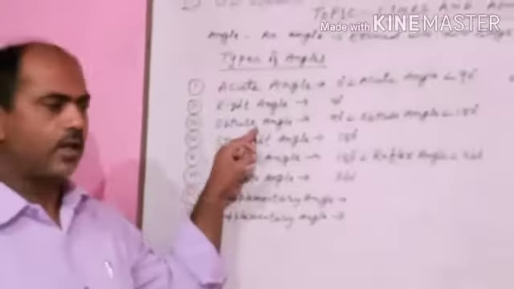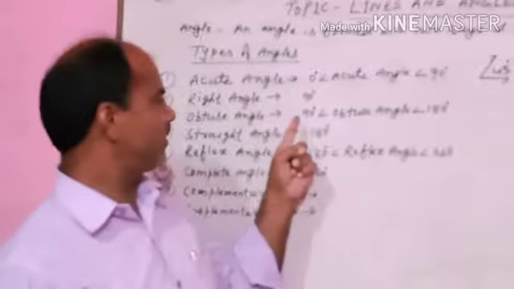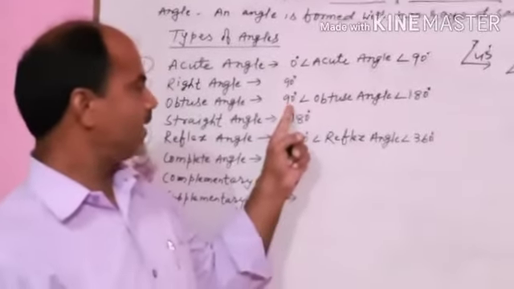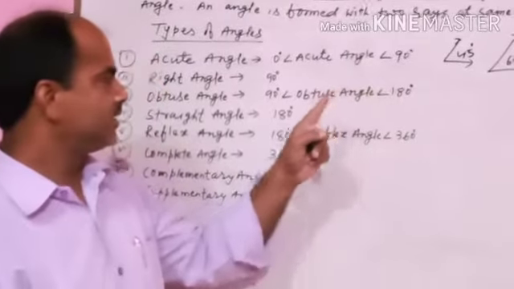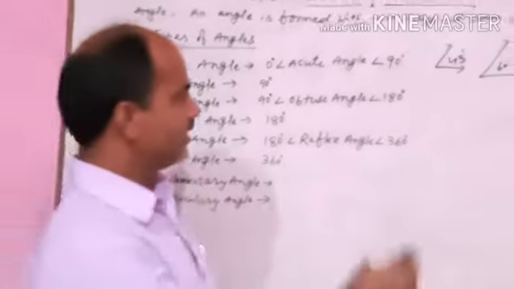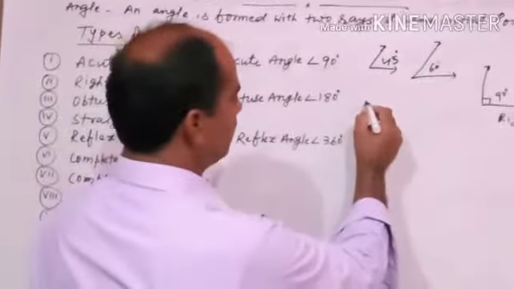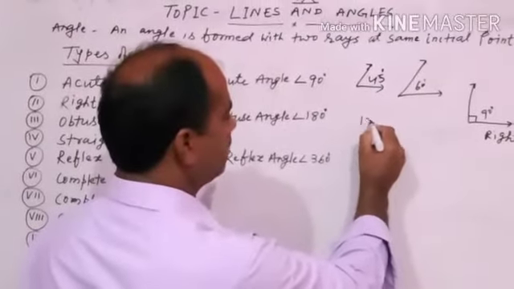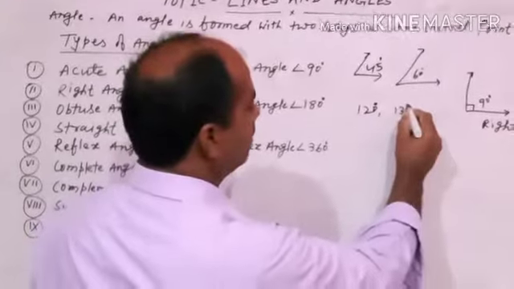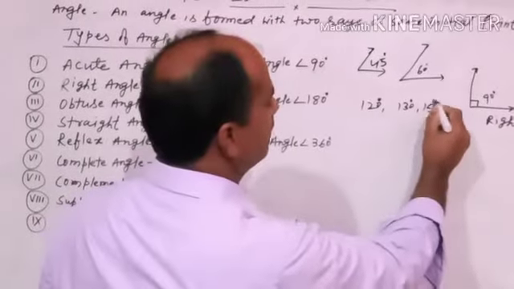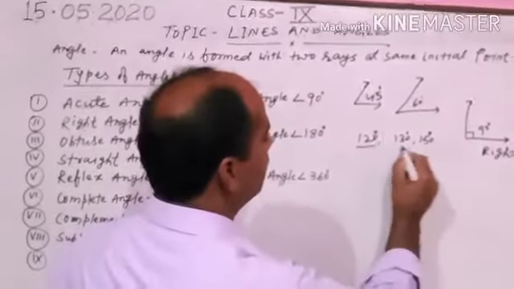Third students, obtuse angle. An angle whose measurement is more than 90 degree and less than 180 degree is called an obtuse angle. Such as 120 degree, 130 degree, 150 degree. These are examples of obtuse angles.